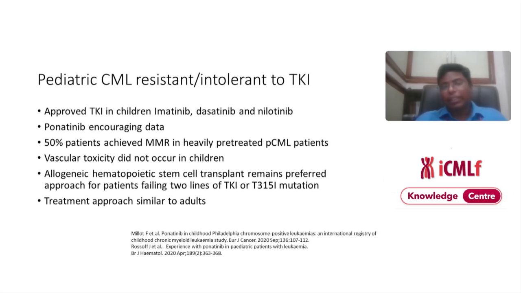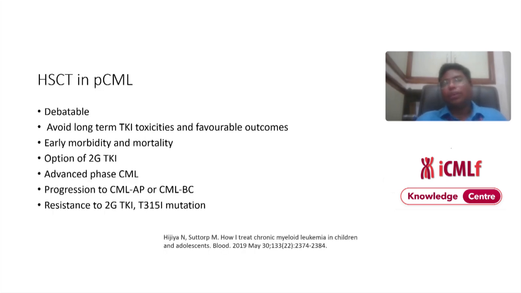Allogeneic hematopoietic stem cell transplant remains the preferred approach for patients who are failing 2 lines of tyrosine kinase inhibitor or have a T315I mutation, and this treatment approach in this group of patients is similar to adults. Coming to the role of hematopoietic stem cell transplant in CML patients in chronic phase, it is debatable.